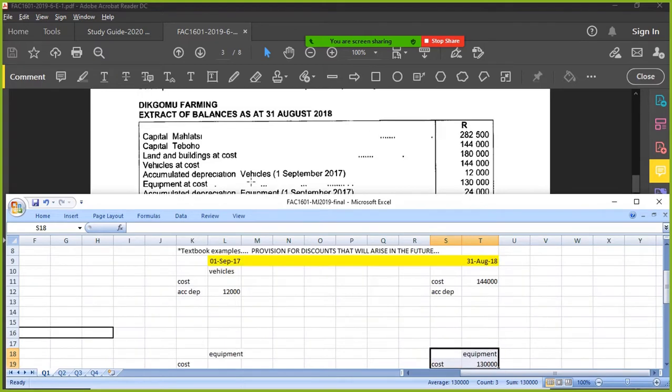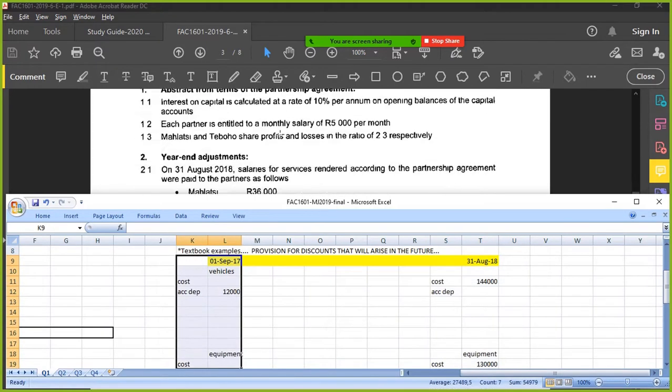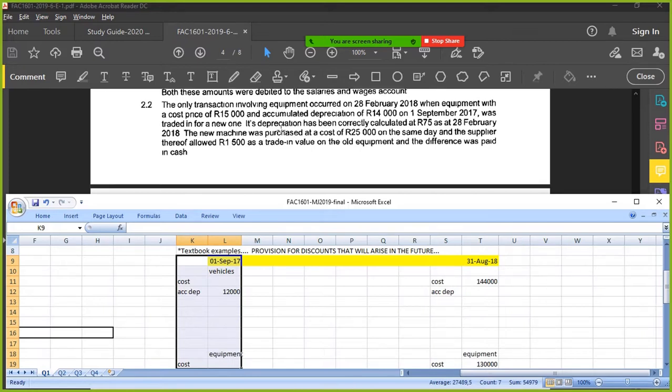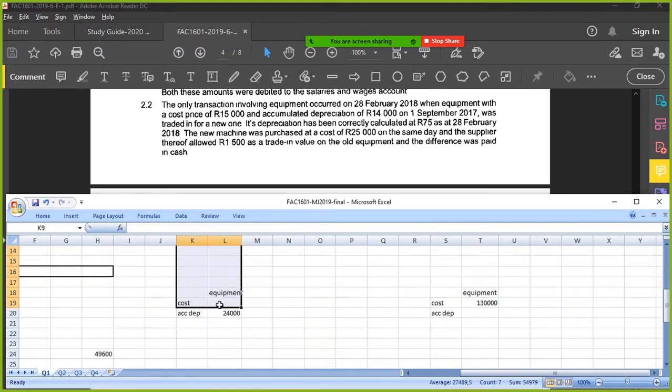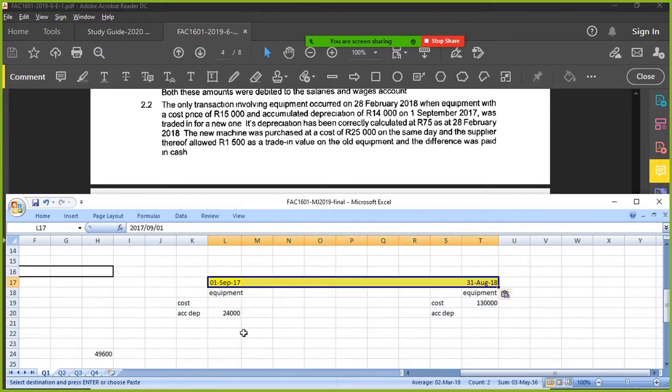It's on my diagram. This was 31st August. Yes, so that's right. Okay, good. That was 1st September. Yes. Okay, now I can look at it. All right, the only transaction involving equipment. Okay, so I'm looking at this diagram. Okay, let's copy this and just paste it there as well.